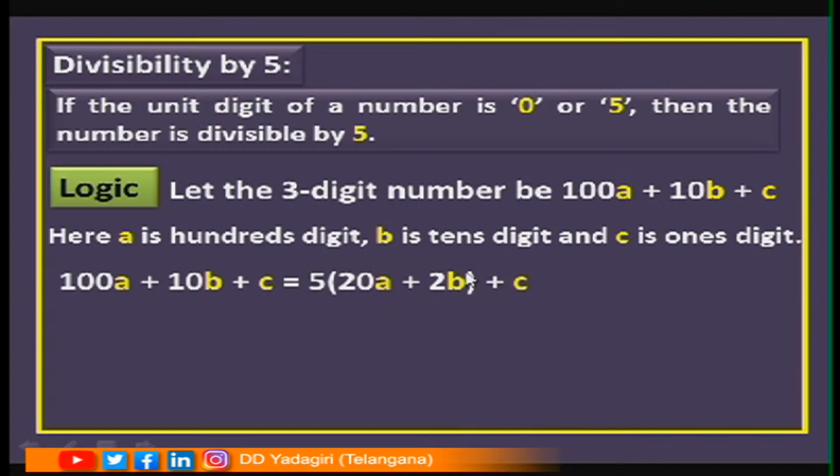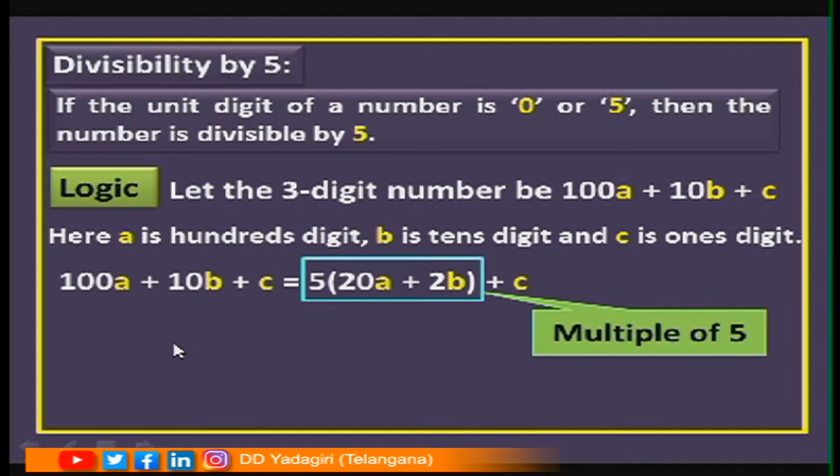If you notice, 5 into (20A plus 2B), these terms are a multiple of 5, because it is 5 into something. So, 5 into any number is nothing but a multiple of 5, which means it is divisible by 5. Now, what is the number which is left? Yes, plus C. So, the value of C should be either 0 or 5. This is the logic behind this statement, children.